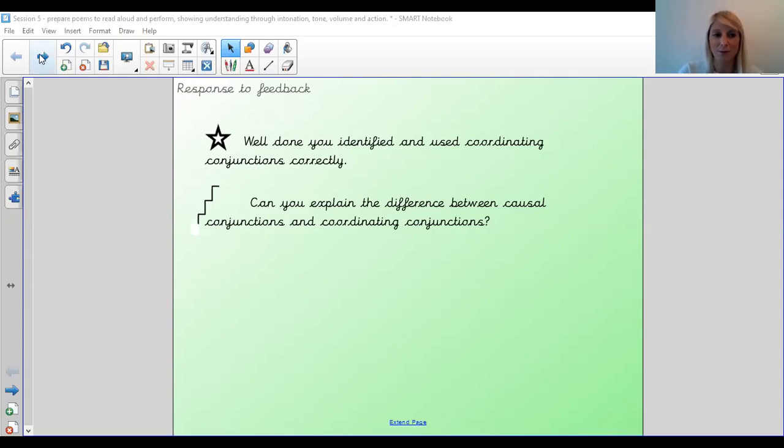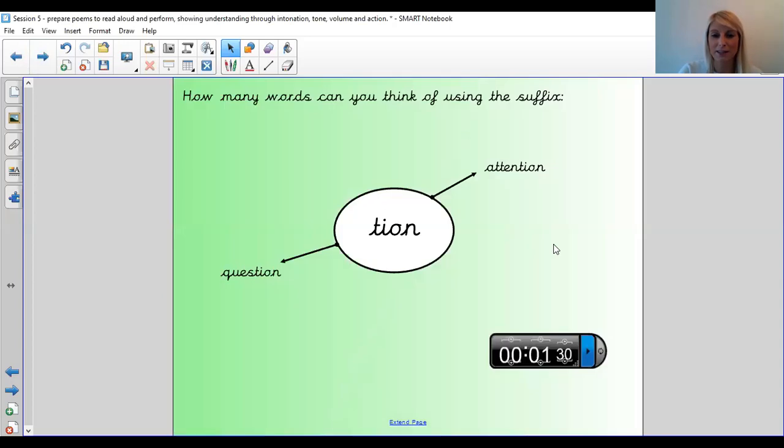Okay, just to get our brains warmed up this morning, let's have a little activity. Now this is linked to the spellings that Miss Fowler and I gave out a couple of weeks ago now, but we were working on shun ending words, okay, spelled T-I-O-N. So I thought I'd give you a minute and a half to just think of as many shun words as you can, so words that use the suffix shun. I've put a couple of examples for you there, attention and question.